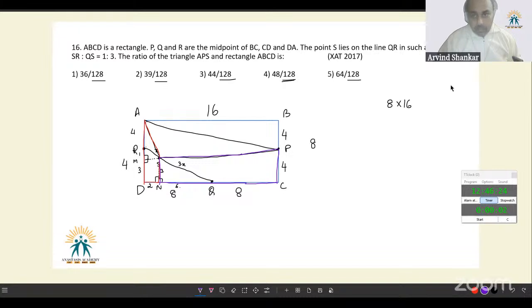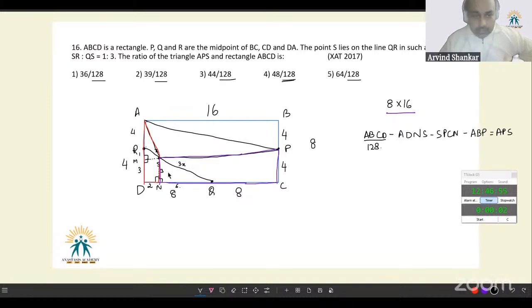Once from the total area of 128, I remove the area of ADNS from ABCD. I remove the area of ADNS and I remove the area of SPCN and I remove the area of ABP. I should get my area of APS. ABCD was already 128, so no problem.